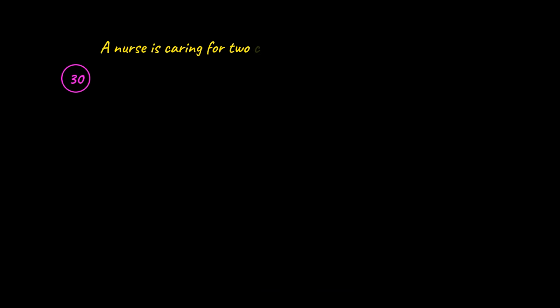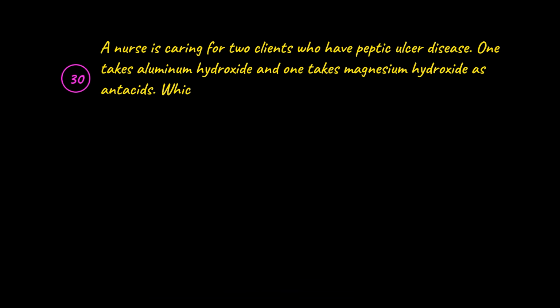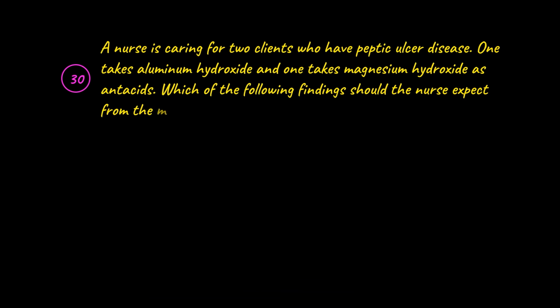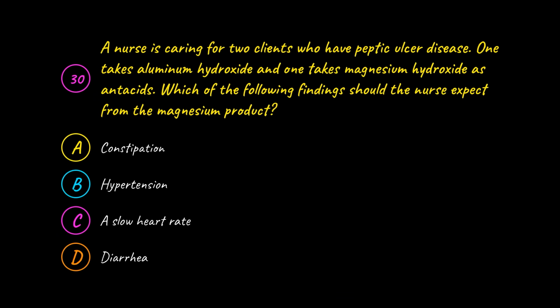Question 30. A nurse is caring for two clients who have peptic ulcer disease. One takes aluminum hydroxide and one takes magnesium hydroxide as antacids. Which of the following findings should the nurse expect from the magnesium product? Your options are A. Constipation, B. Hypertension, C. A slow heart rate, D. Diarrhea. Which would you go with? Lock it in before the reveal.